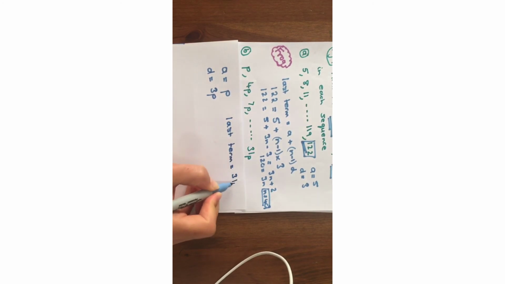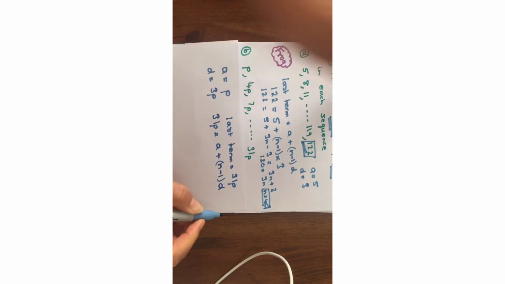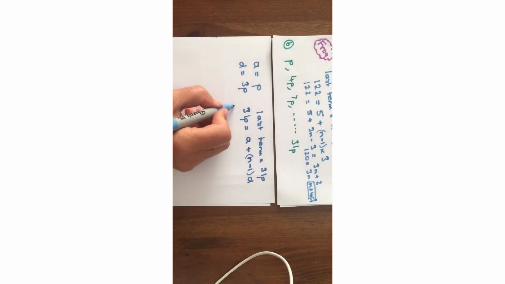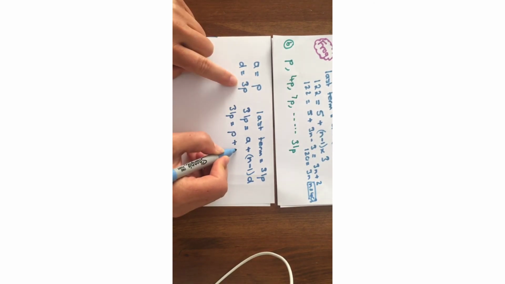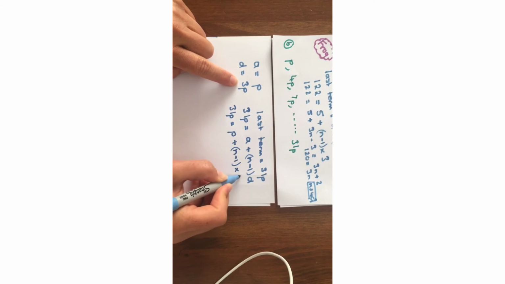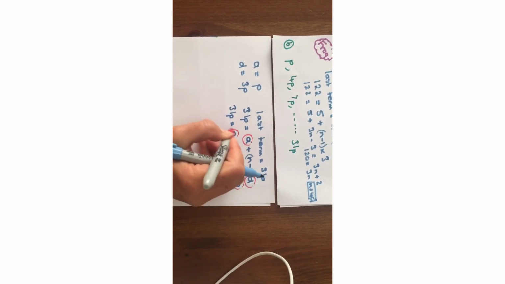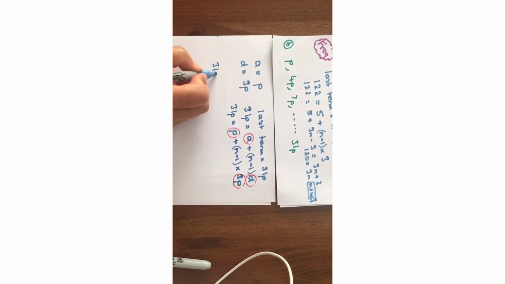is 31p. So we know that 31p is a plus n minus 1d, where n is the number of terms in my sequence. So, let's substitute in. My first term is p. We want to find n, and my common difference is 3p. So I've just substituted these here. Right, let's multiply out now and simplify to find n.